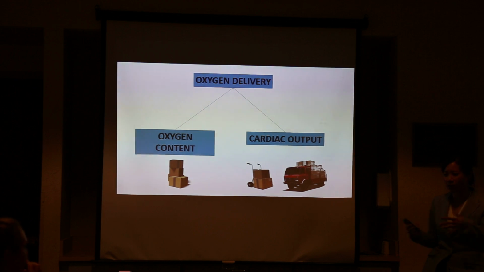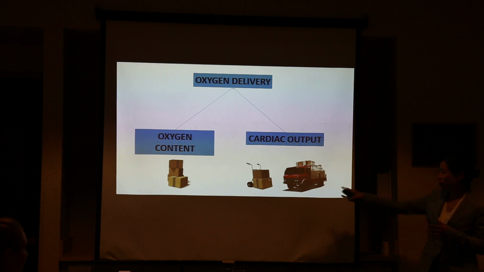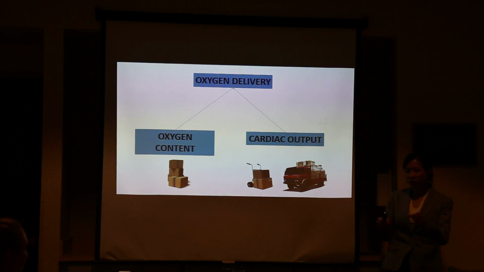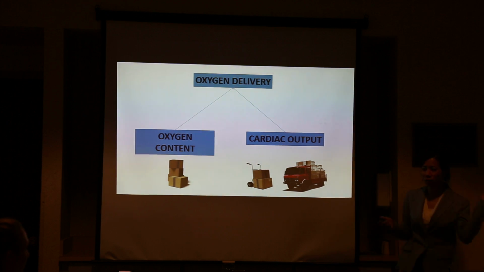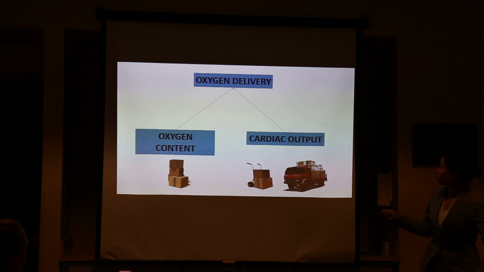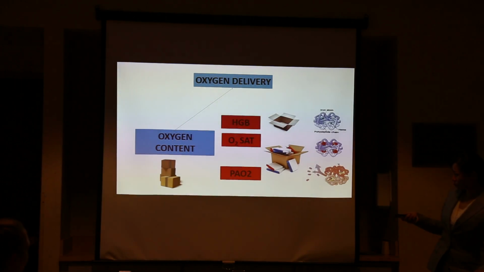So you can think of it like Amazon. Do we have the books to deliver, and do we have just a little dolly that some guy's going to run out with through the neighborhood, or do you have a truck, or do you have a drone system that's going to meet the demand of the body? Components of oxygen content: hemoglobin, oxygen saturation, PaO2.